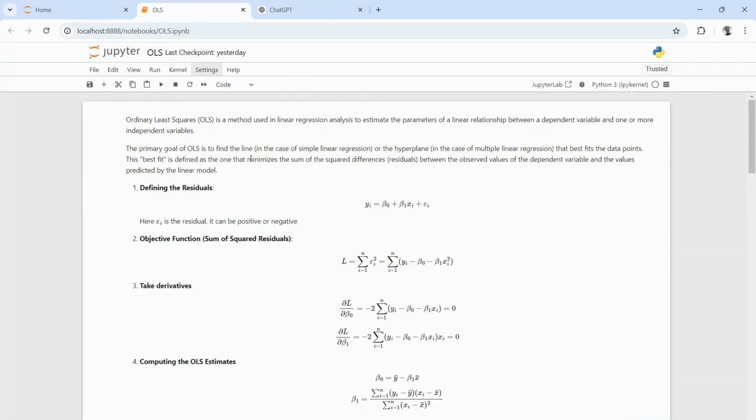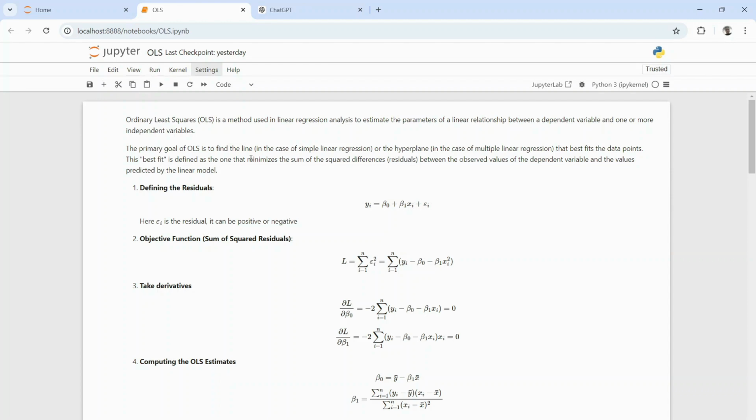Let us now understand ordinary least squares. Ordinary least squares, or OLS, is a method used in linear regression analysis to estimate the parameters of a linear regression relationship between the dependent variable and one or more independent variables. The primary goal of OLS is to find a line in the case of one independent variable, or a hyperplane in the case of more than one independent variable, that best fits the data points.